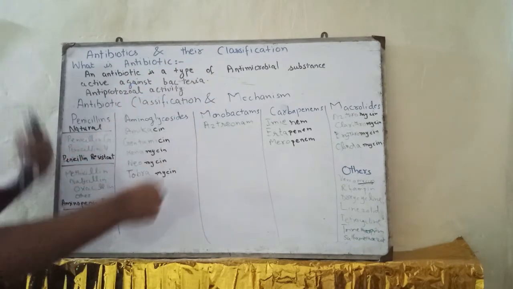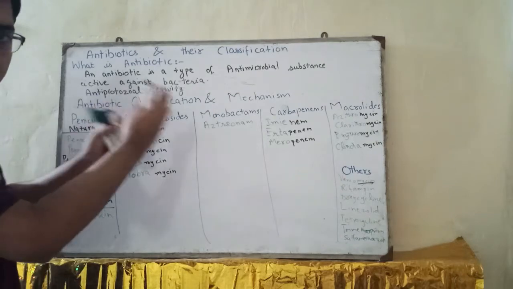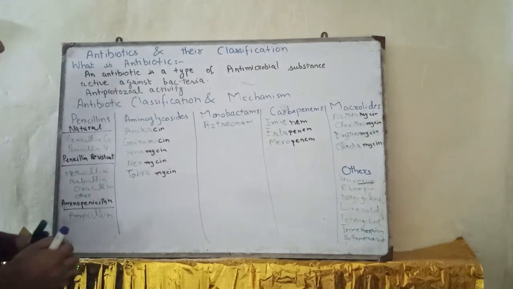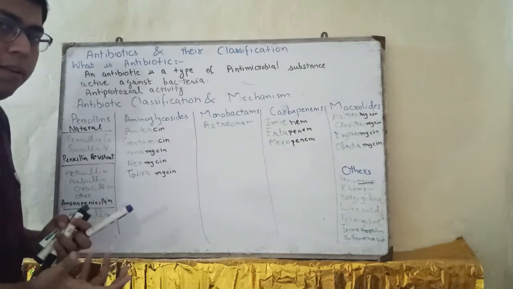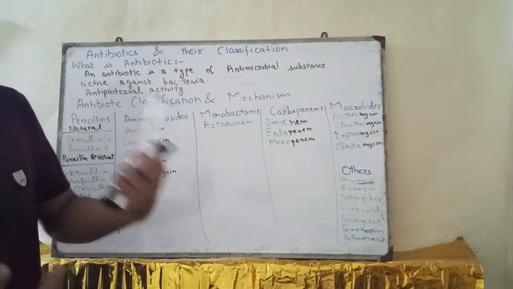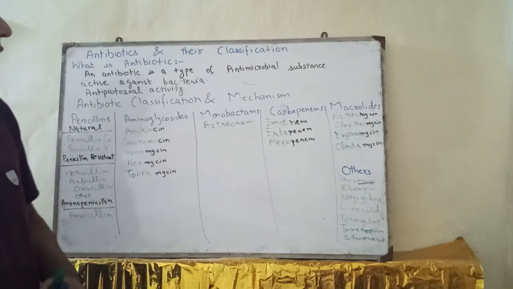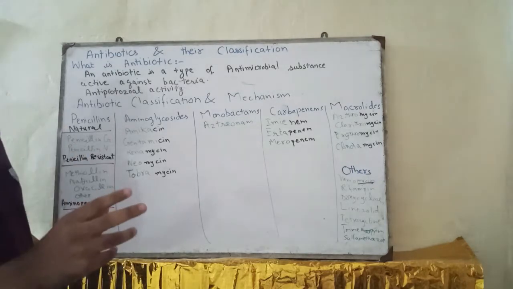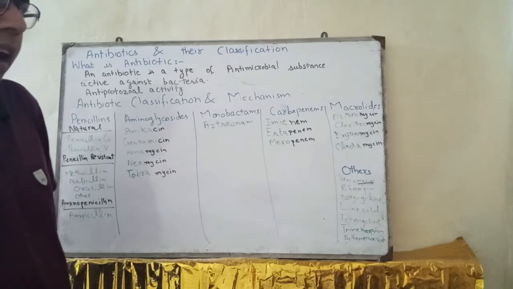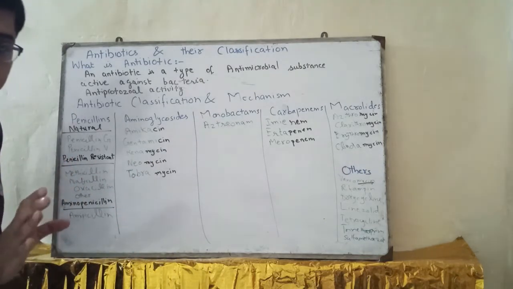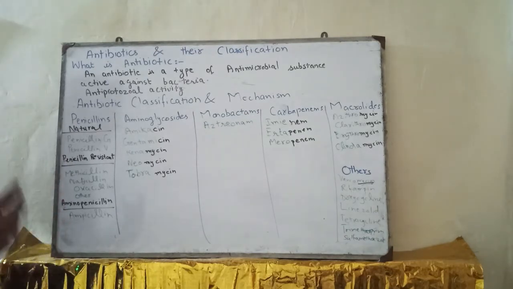Before we discuss antibiotic classification and mechanism, we will first discuss what an antibiotic is. Mostly people think these are drugs used to treat all types of infection. That's not actually the point. Antibiotics are specific only against bacterial infections and some protozoal infections. They are not effective against viral infections like cold and flu. Antiviral drugs are available for viral infections.